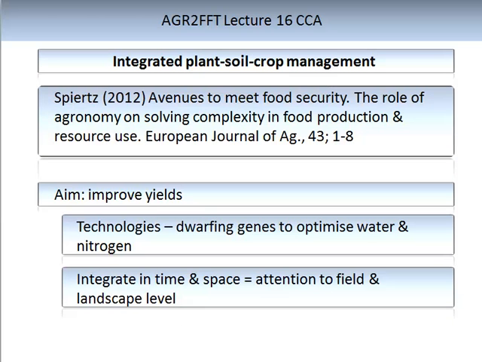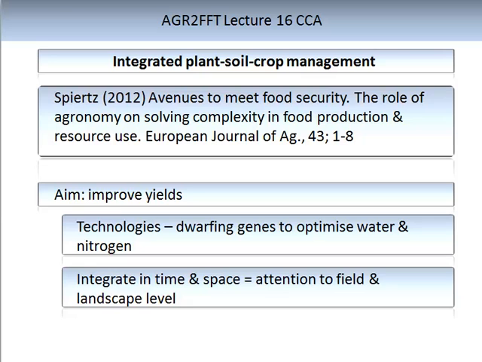Another area that can be explored in climate change adaptation is that of integrating the plant, the soil, and the crop management. That is, thinking of the farm as an ecosystem, rather than just the one component the commodity is centered around.